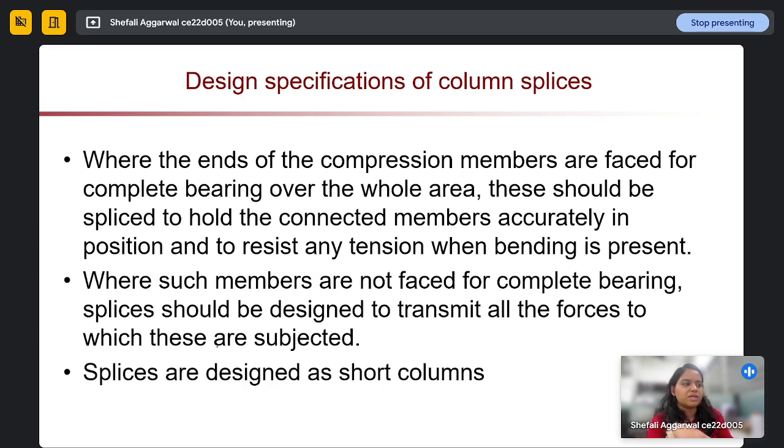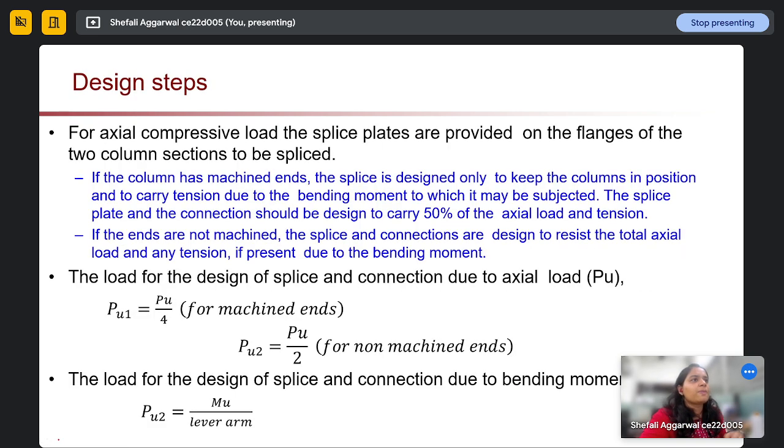So normally splices are designed as short columns. This is just some theoretical things, you can go through it. So what are the different steps in the design of our splices? First, for axial compressive load, the splice plates are provided on the flange part of our column section. So you know now web part and the flange part. Normally we are providing our splices on the flange part of the column section.